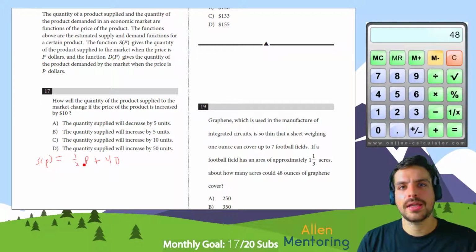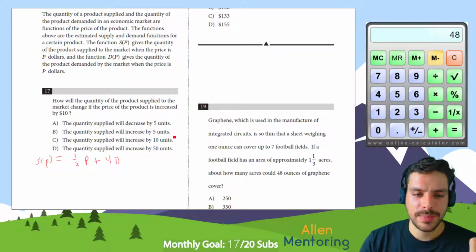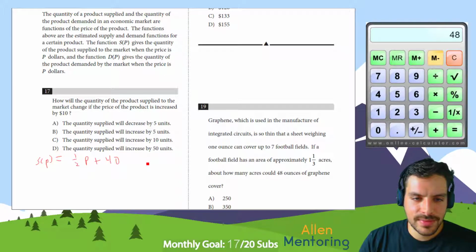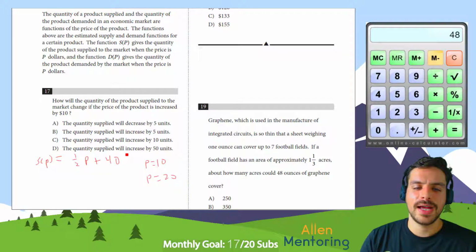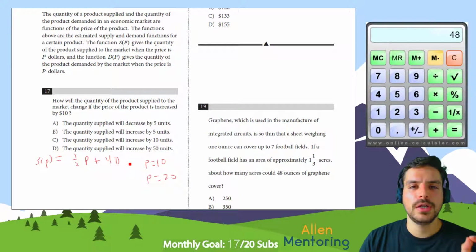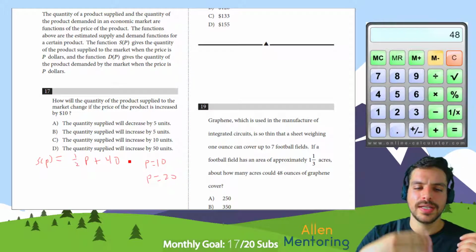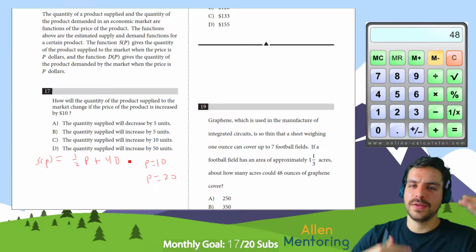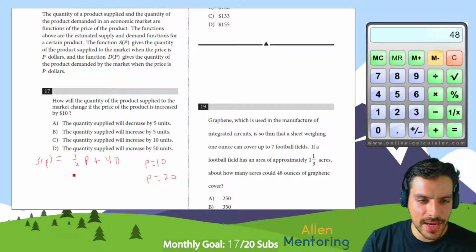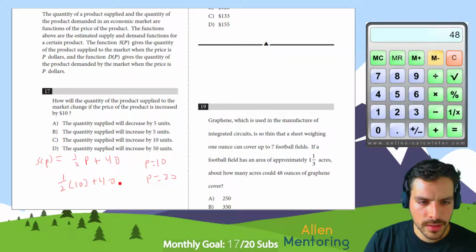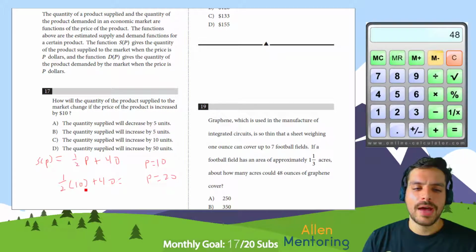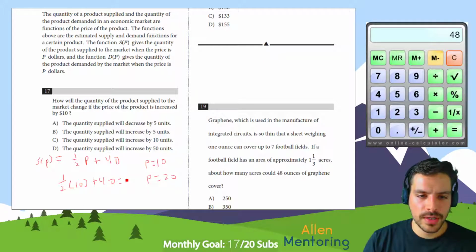Let's just select two prices. Let's say P was $10 at first, and then P became 20, right? Increased by 10. You could just plug that into the equation and see what the difference is at the output. So plug in 10, plug in 20, and then see what the difference is at the end. So let's plug in 10. So 1/2 times 10 plus 40 is equal to, well, 1/2 times 10 is 5, plus 40 is 45.